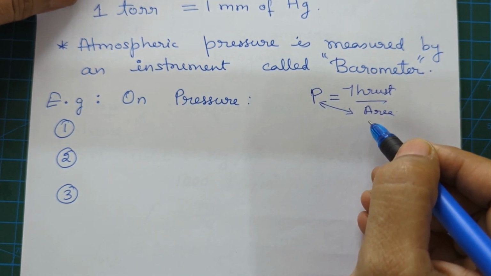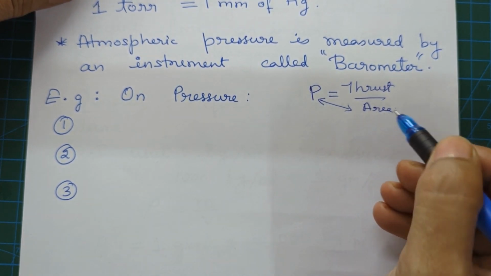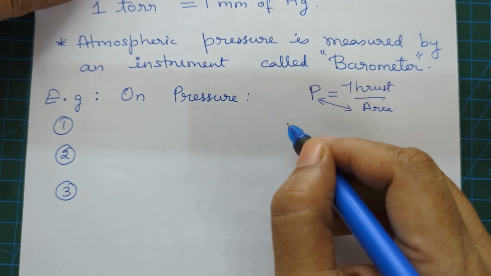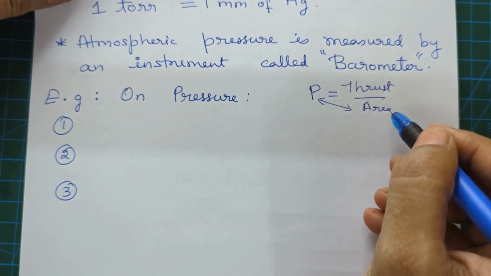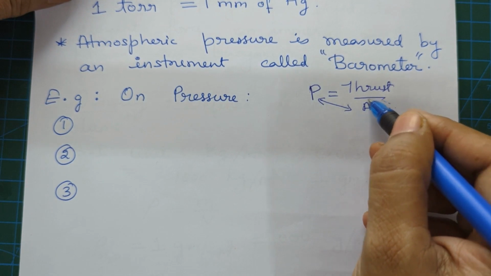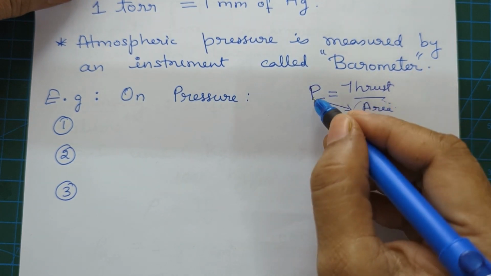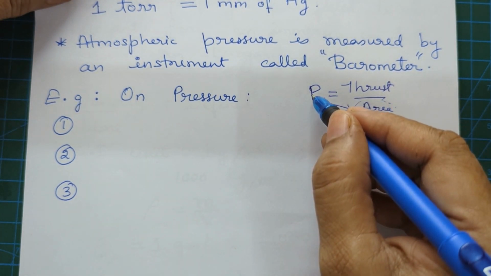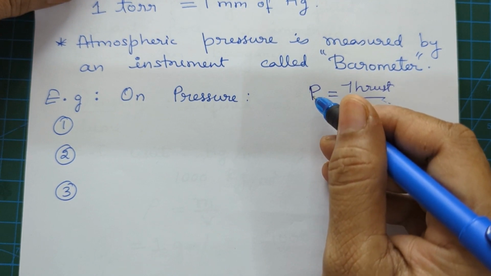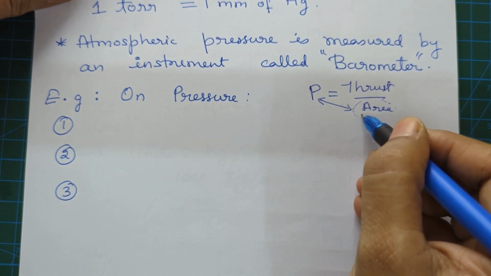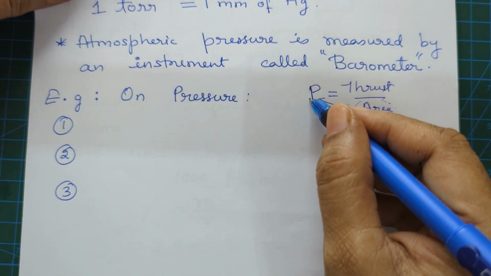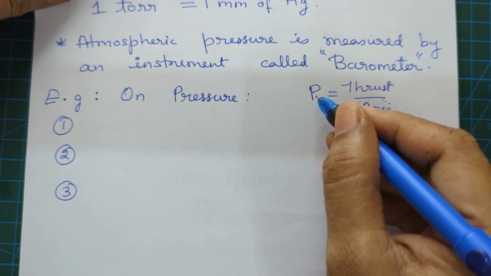Then we see some examples like why do we go deep inside a cushion when we stand, but we don't go deep inside the cushion when we lie down? Because when we stand on the cushion, our feet area is less. So more pressure is exerted on the cushion and we go deep inside. But when we lie down, we are on a large area. So since the area is more, the pressure on the cushion is less. So we don't go deep inside the cushion.